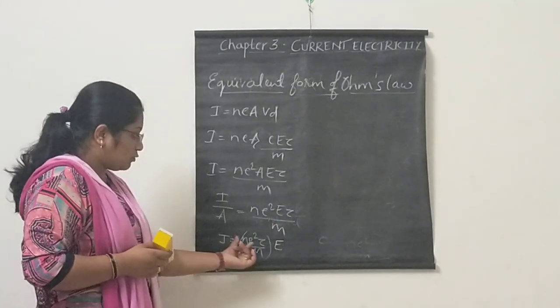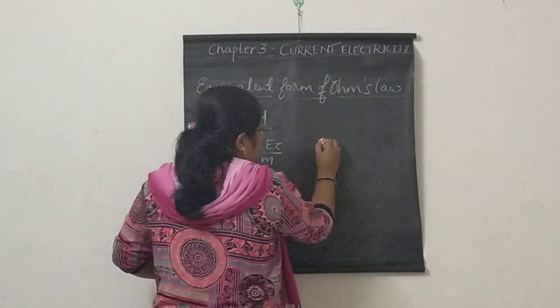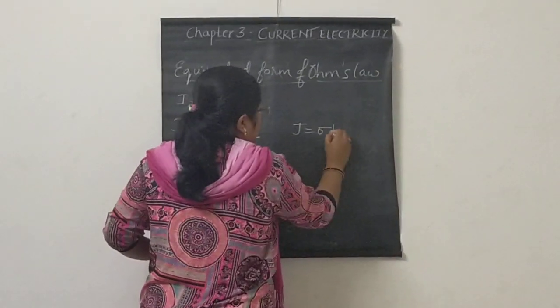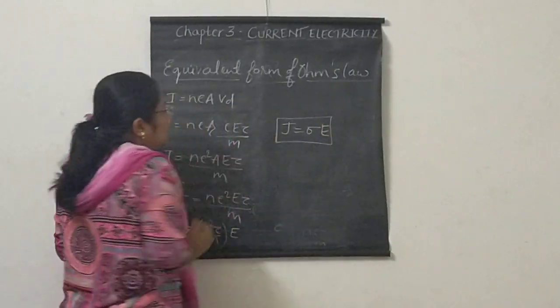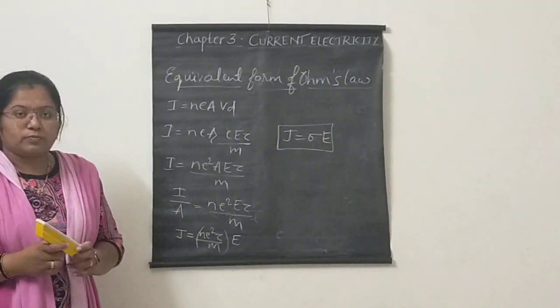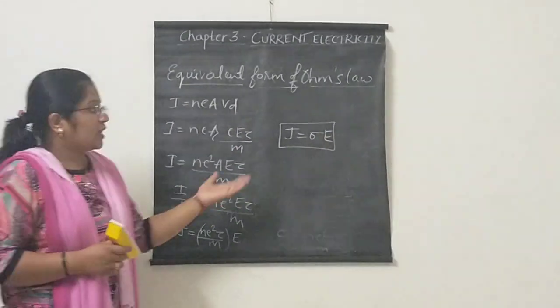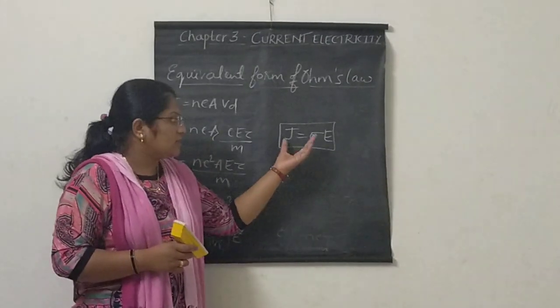So J is equal to sigma into E, we can write. J is equal to sigma into E. So this is an equivalent form of Ohm's law. Instead of V equal to IR, we can also study Ohm's law in this form.